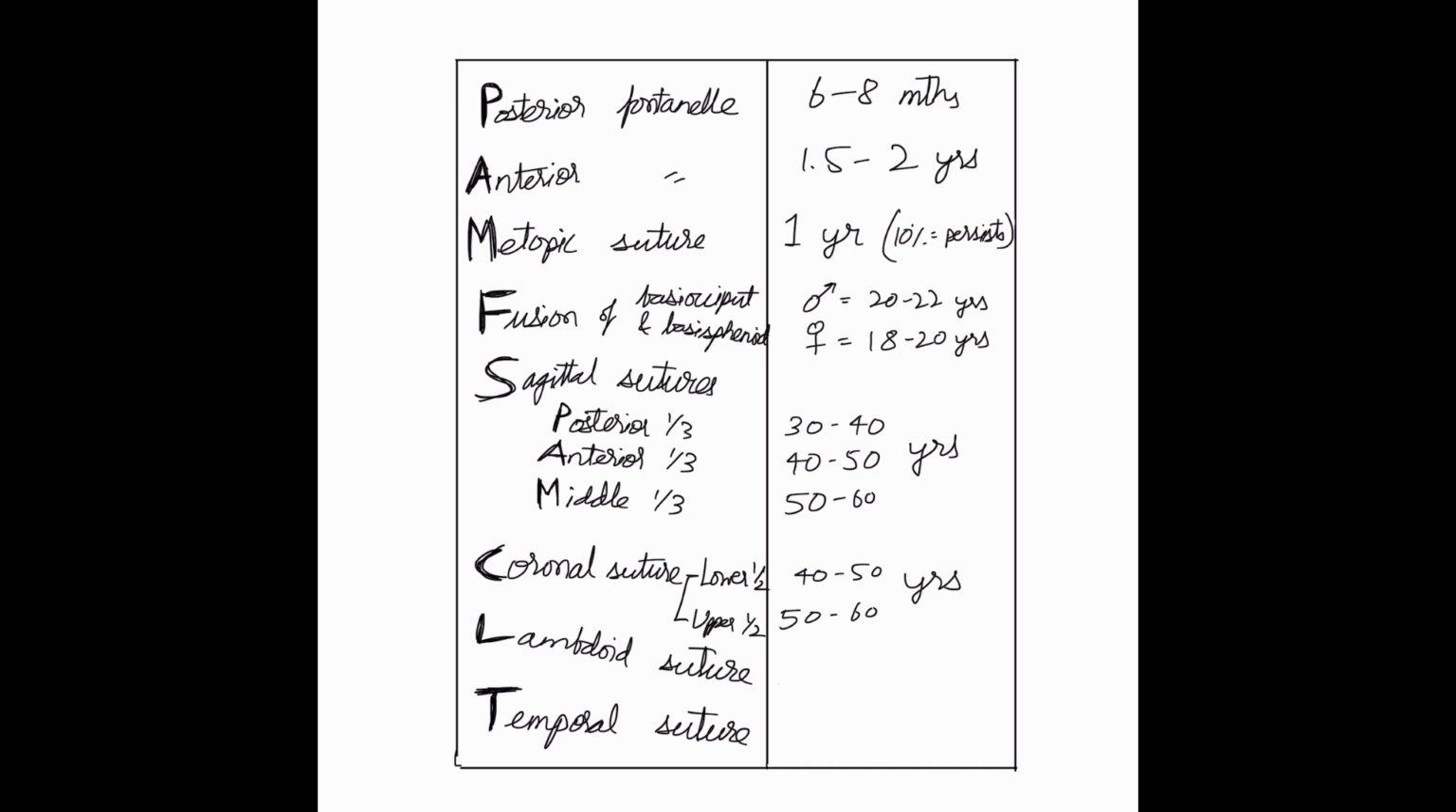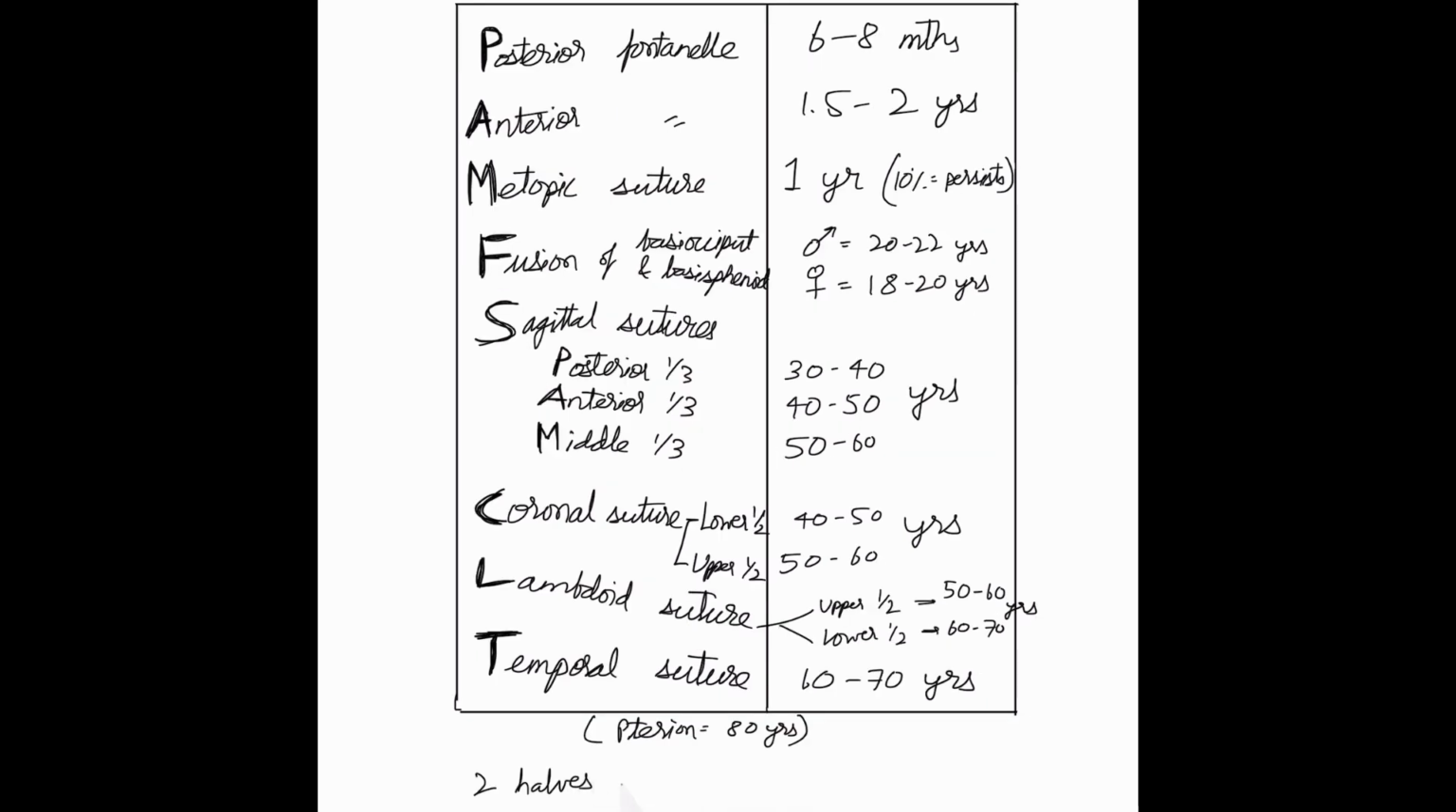The lower half of the coronal suture fuses at 40 to 50 years of age, the upper half at 50 to 60 years of age. The lambdoid suture also has an upper half and a lower half, wherein the upper half fuses at 50 to 60 years of age and the lower half by 60 to 70 years of age. And finally, the temporal suture fuses by 60 to 70 years of age.